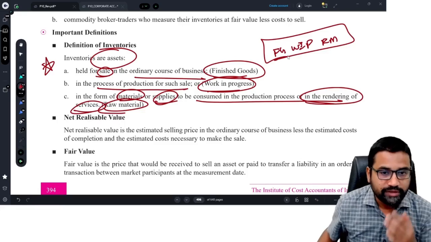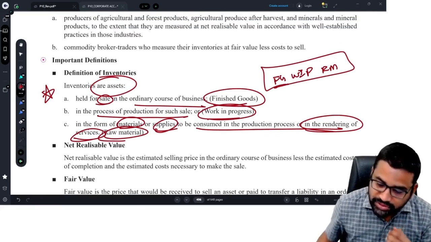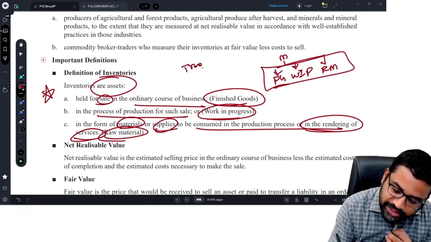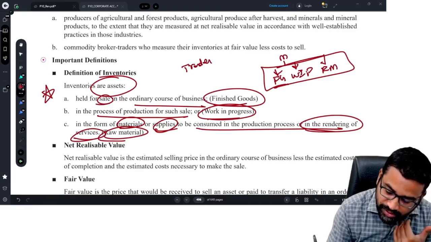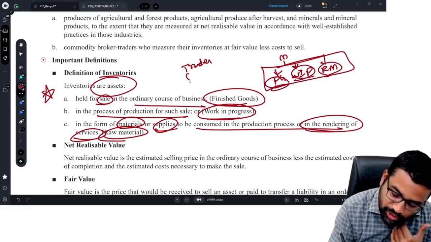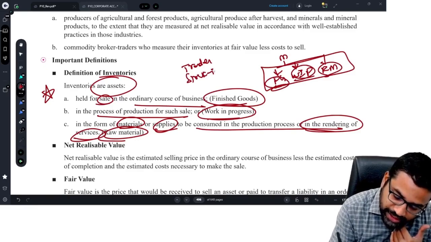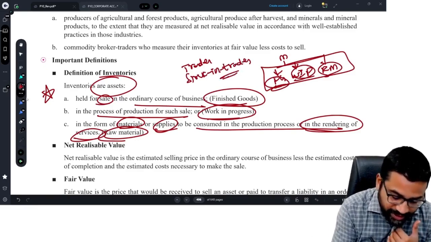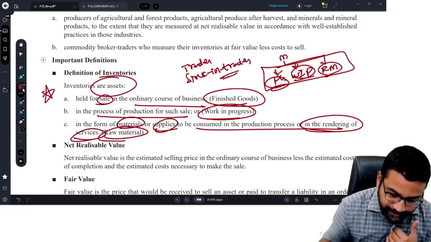These three put together we can call inventories. Now, suppose you are a manufacturer, you will have all these three things. Sir, I am a trader, I am not a manufacturer. Then you don't have work in progress, raw material, finished goods. We call them stock in trade, whatever items you are dealing, purchasing and selling. So stock in trade, we call them what? Stock in trade. Okay.